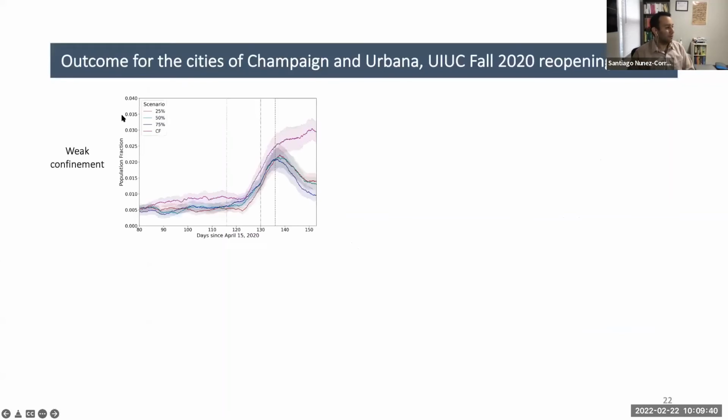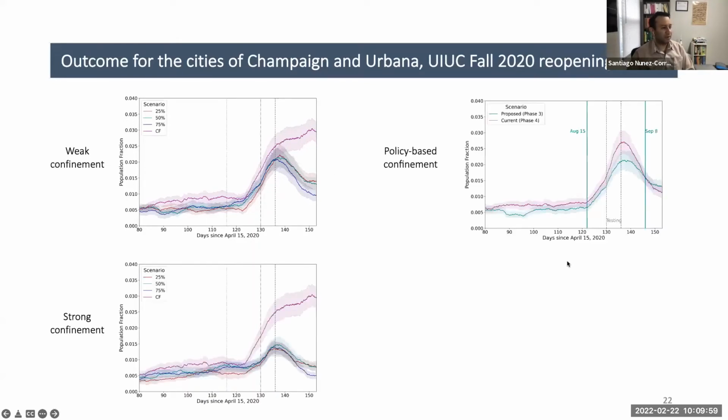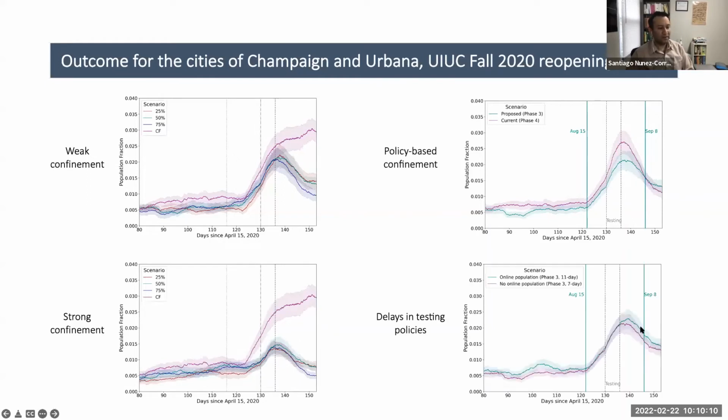Finally, we did scenarios with 25% testing, 50% testing, 75%, and a counterfactual with no testing. This eerily resembled what happened in North Carolina, because they didn't have testing, they didn't have proper measures. We also did strong confinement. We also had policy-based confinement. The city asked, what happens if we close establishments? What happens if we close bars, places where students often go? And also, what happens if there are delays in testing?